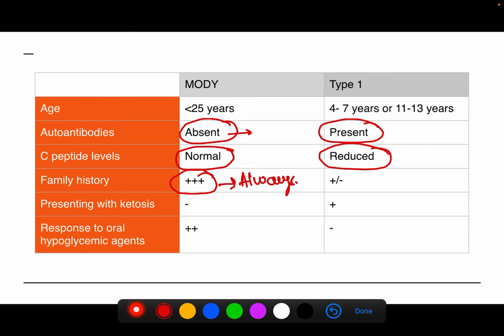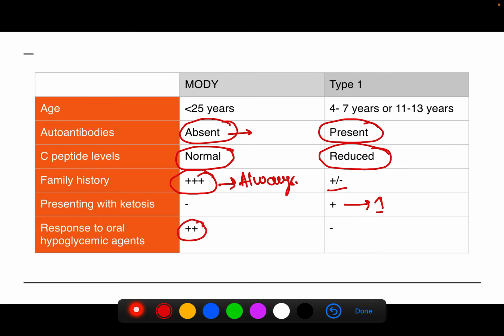Why? Because they have an autosomal dominant pattern of inheritance. That is why it's always positive. In type 1, it can be positive or negative. Then presenting with ketosis. If there is a younger patient coming with ketosis, think of type 1 first, because ketosis is very, very rare in MODY.